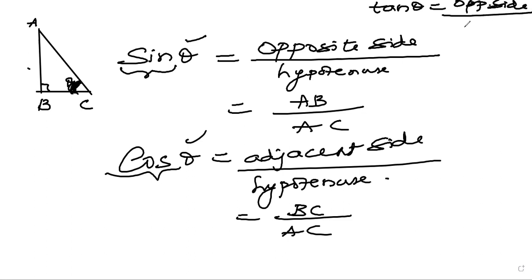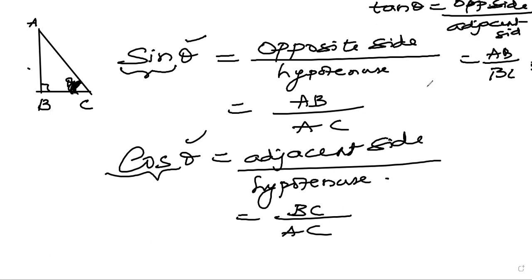adjacent side. Now you can see, children, just now I told you, the word opposite is always with respect to something. So the angle is theta, and the opposite side of theta here is AB, and the adjacent side is BC. So naturally you know, okay.